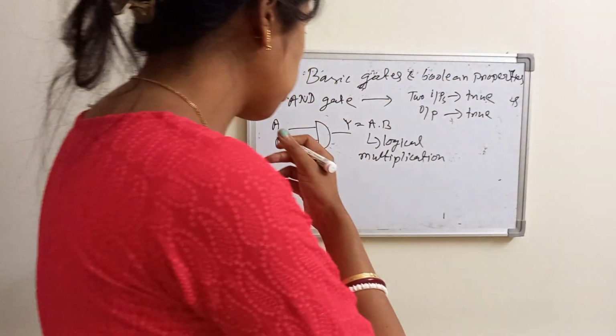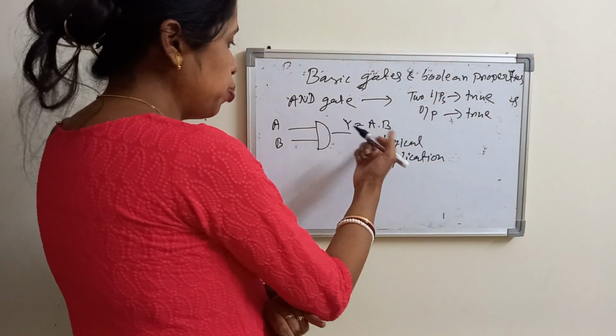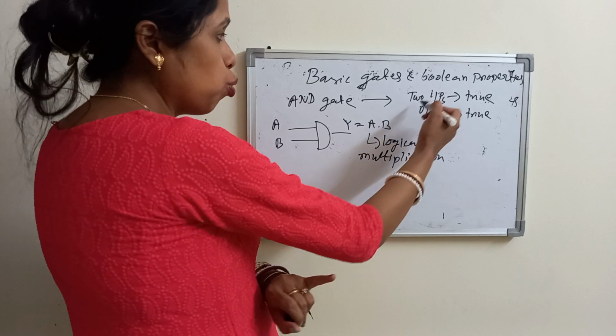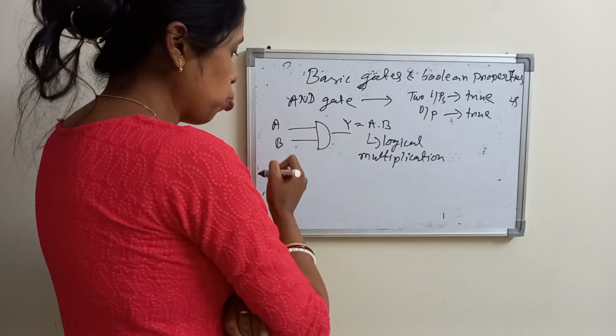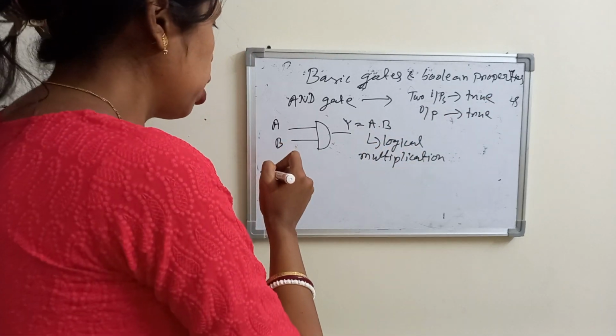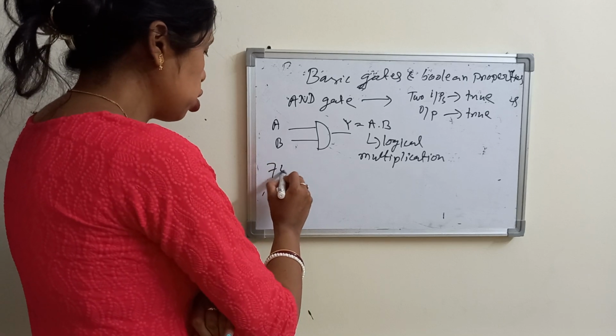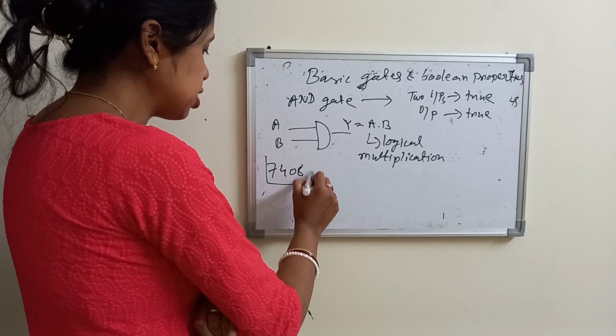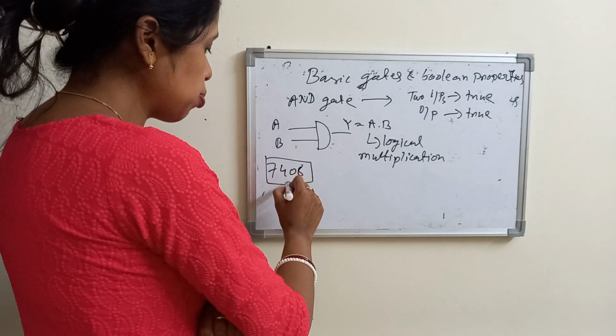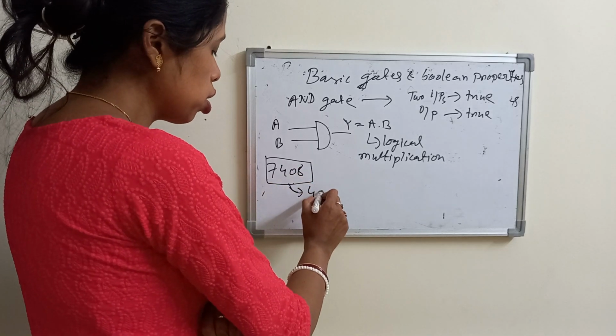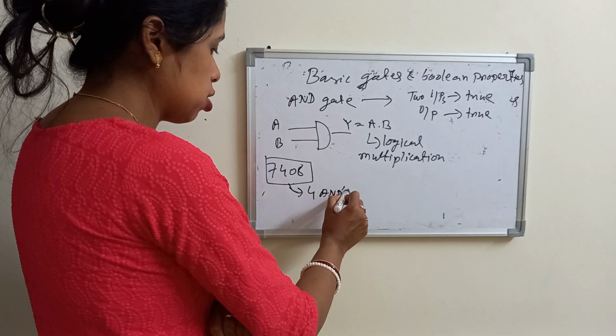So A dot B is logical multiplication. If both inputs are true, you will get a true output. 7408 is the IC. In this 7408, there are 4 AND gates.